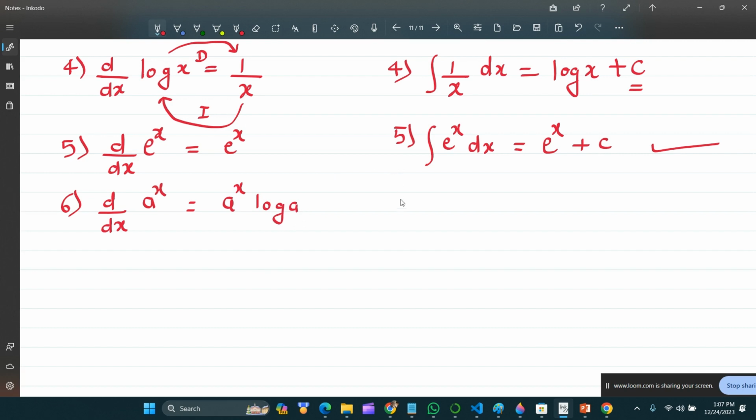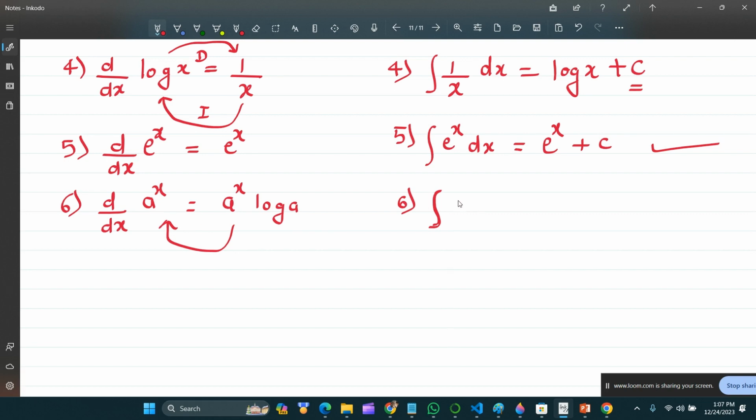Now there is a slight change in this formula. Since we know the derivative of this function will be this, we have to write the integration like this. The integration of this function will be a raised to x, but we have to take integration of functions of x only. This log a is a constant and it is multiplied over here, so we have to take this log a to the other side, where it gets divided.